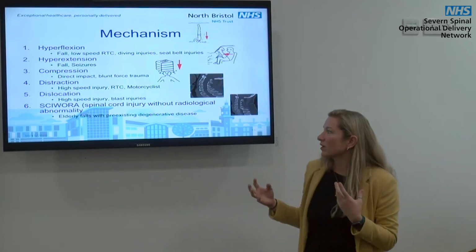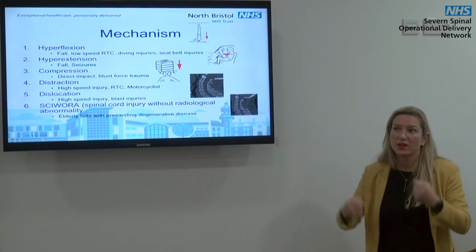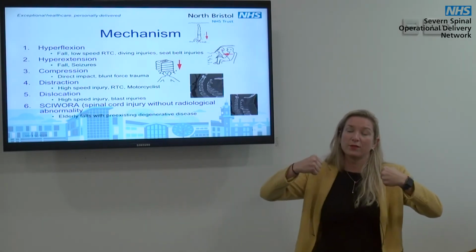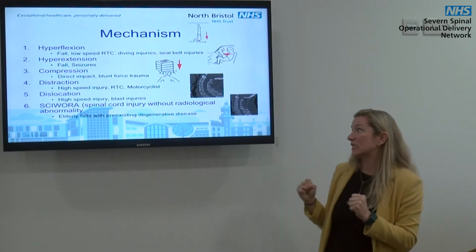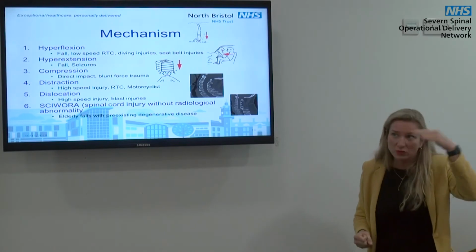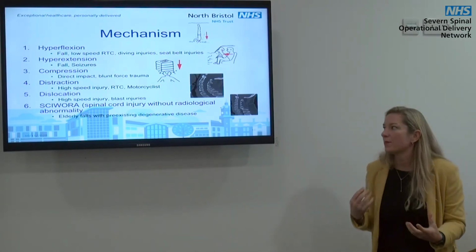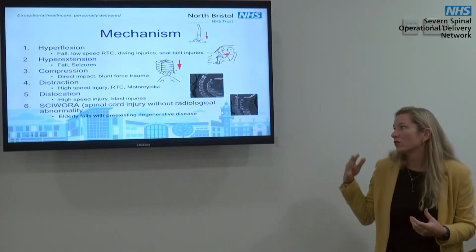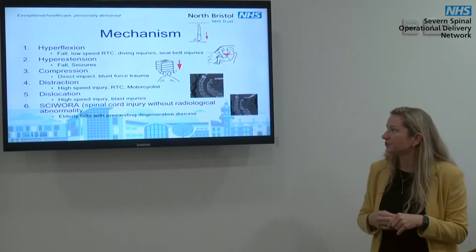Distraction injuries and dislocation injuries, as I said, tend to be much higher severity injuries. It takes much more force to pull apart the spine and disrupt all those ligaments and muscles. So you tend to see these with very high speed injuries: falls from multiple stories, high level motorcyclists, or a high impact RTC. Also you see them in the military with blast injuries.